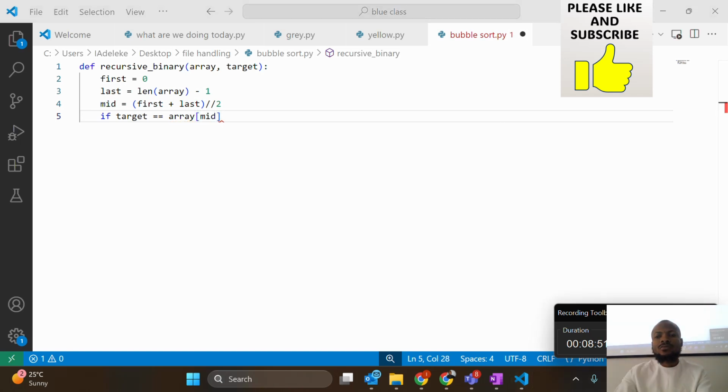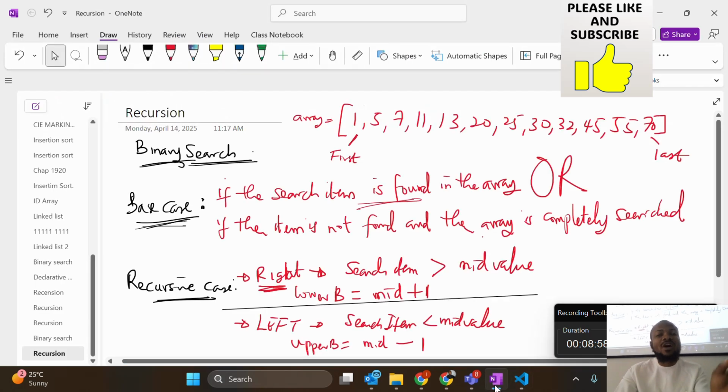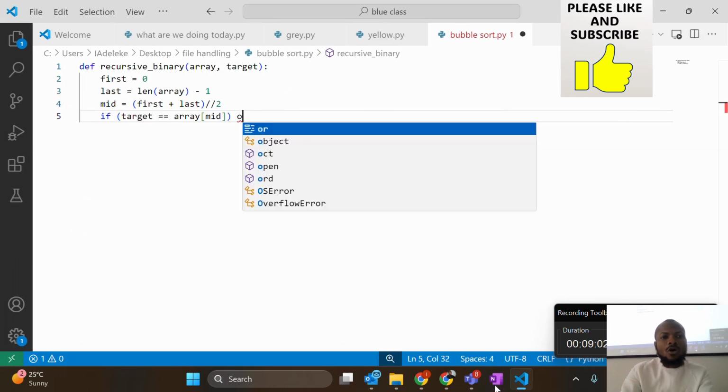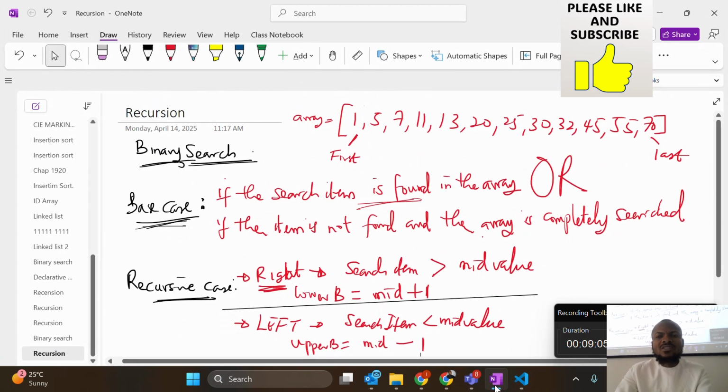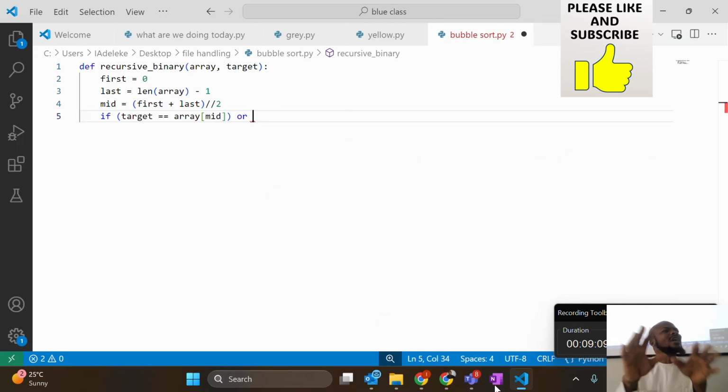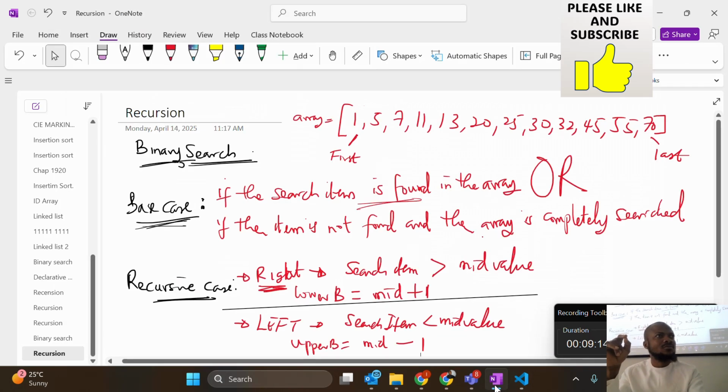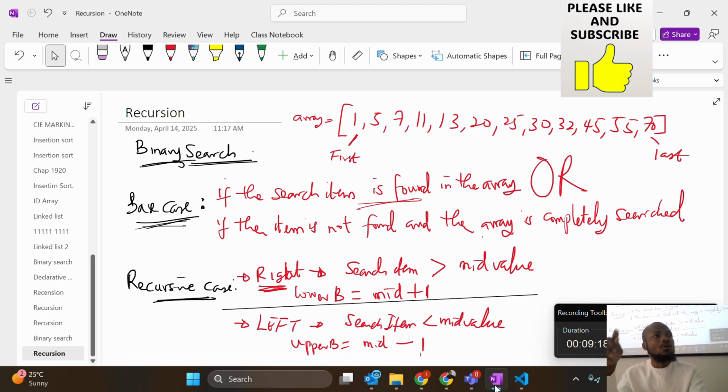Good. So if target is equal to what? Array mid. That means if what? If the mid value, if the value is found, isn't it? Or what? If the array is completely searched. At what point is the array completely searched? When the lower boundary is what? Greater than or equal to upper boundary. Is that correct? It will be the opposite of the iteration, isn't it?